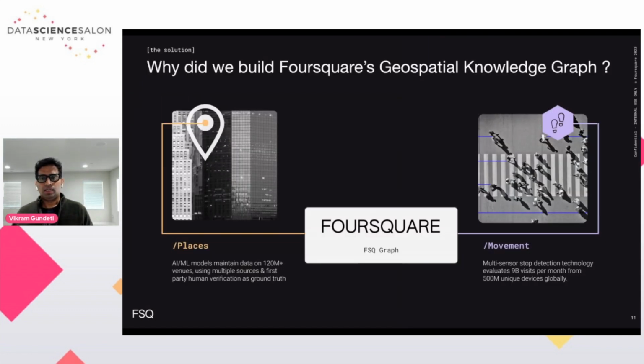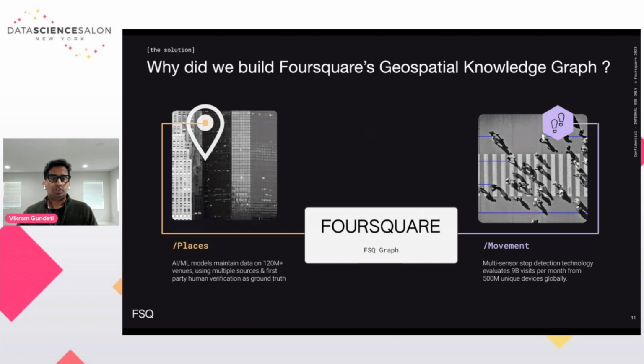Now, the concept itself is not quite new. So why do we think Foursquare is uniquely positioned to build this knowledge graph? I think there are two reasons. One, we believe that we have two foundational assets, which are like the storage and compute of the infrastructure world. So places and moments are the storage and compute of the geospatial domain.